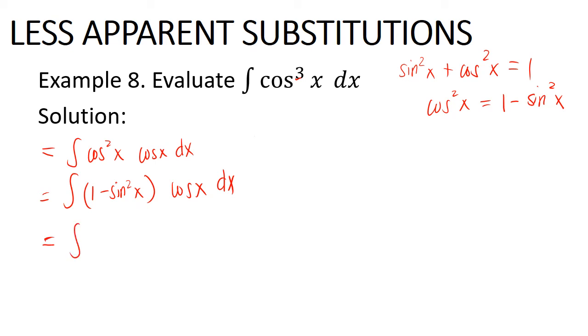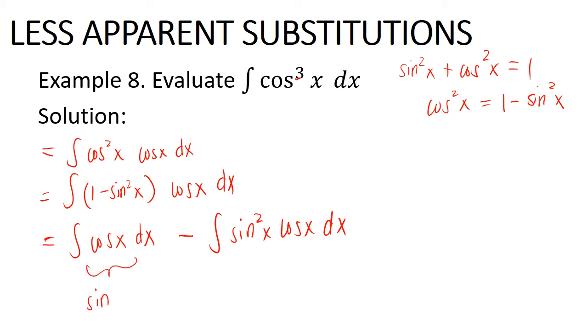Pag dinistribute ko yung cosine x, meron akong integral ng cosine x dx minus the integral of sine squared x cosine x dx. Dito, madali lang siya kasi ang integral ng cosine x dx ay sine of x lang plus c, of course. Pero mamaya na yung plus c. Dito, pwede na tayong mag-let ng u equals sine of x and then ang du will be equal to cosine of x dx. So, itong part na to, lagay ko na lang sa taas.